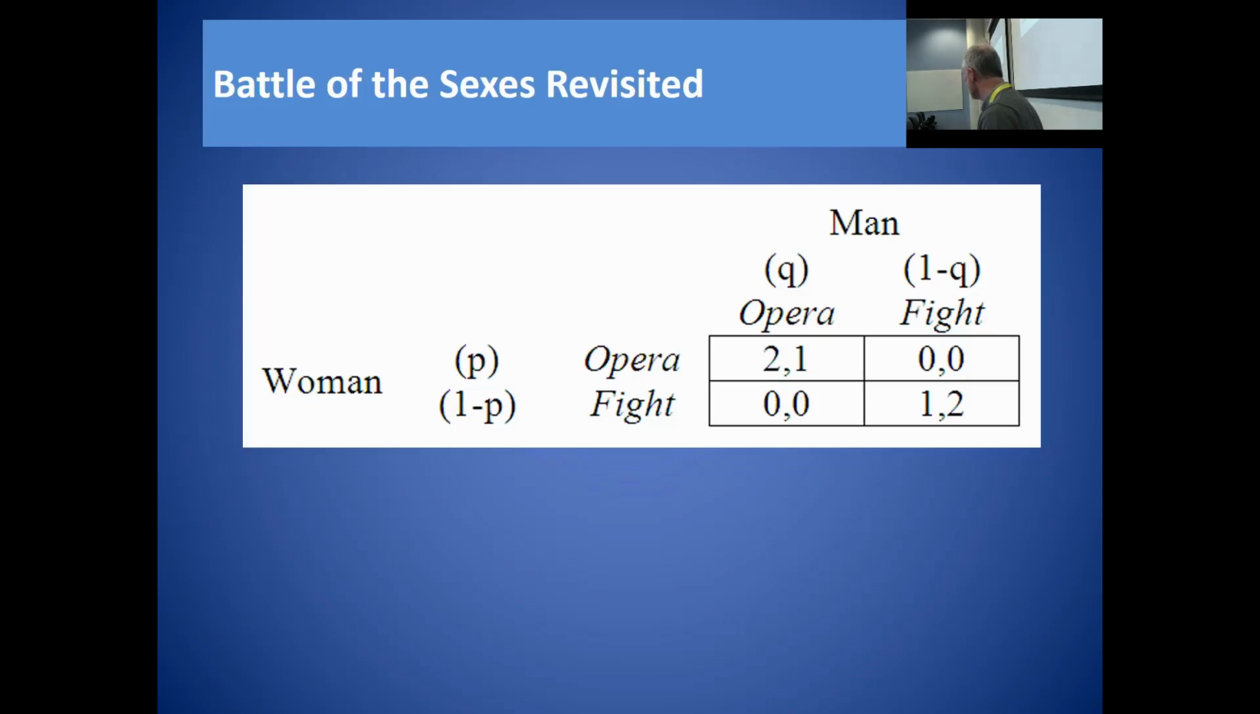The rest of the time, that is with a probability of 1 minus P, she is going to go to the prize fight. And in exactly the same way, Q is the probability that the woman believes that the man will go to the opera. And by extension, if he's going to the opera with a probability of Q, the rest of the time he goes to the prize fight. And that's with a probability of 1 minus Q. So that's just setting up the example.